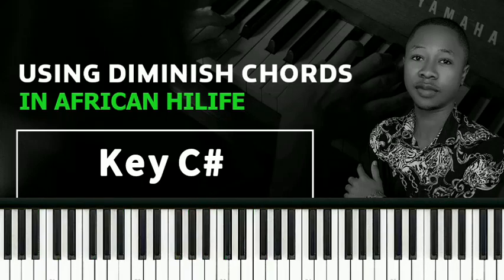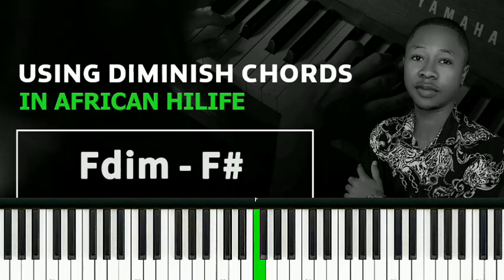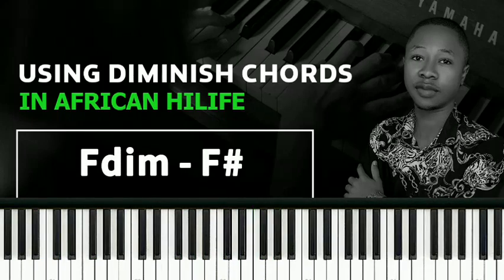So, 1, 6, 4, 5, 1. Then our 3 is F. So, form the diminished chord on the F. So, you have F diminished. Invert it.